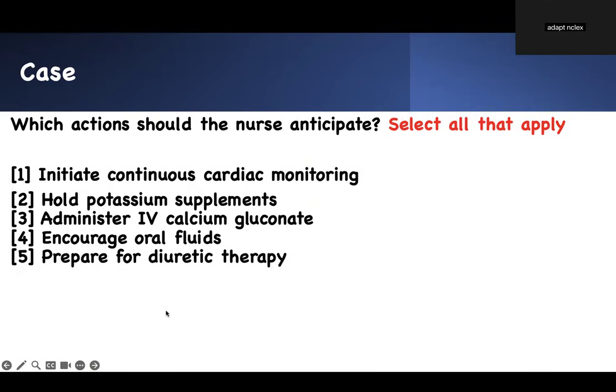Which action should the nurse anticipate now? What do you think? Potassium is high. What do we do? Cardiac monitoring. Do we give them the next dose of potassium? No, we hold it. Do we have to give them IV calcium gluconate? For what? Yes, in order to protect the heart, stabilize the heart. Do we let them drink? No, they are in a bad situation. Do we prepare for a diuretic? Yeah, to get rid of the potassium. Therefore, 1, 2, 3, and 5. In addition to the fluid, this diuretic will help with that.